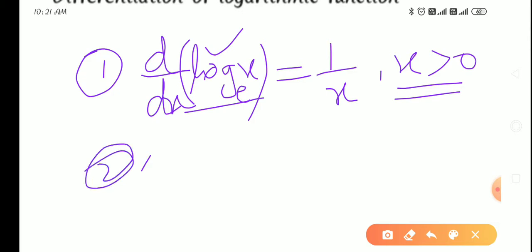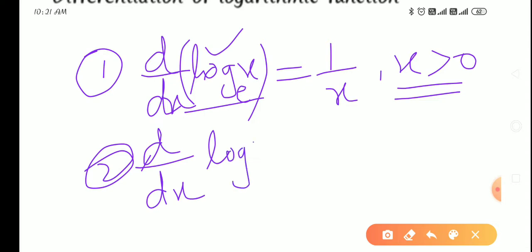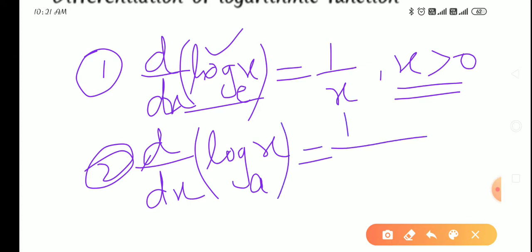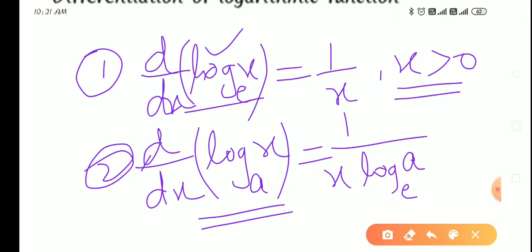So the second point I am taking: d upon dx of log x to the base a. Now I am taking a general log, so its differentiation will be 1 upon x log a to the base e. This is the differentiation of this general log. Here x is greater than 0, a is greater than 0, base a is greater than 0, and a is not equal to 1.